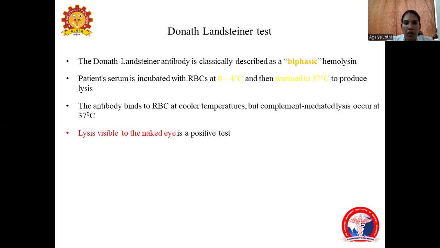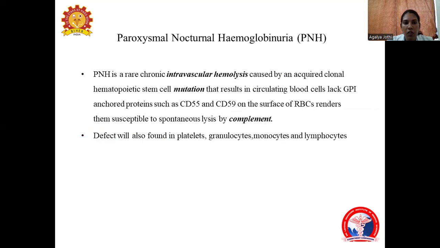The Donath-Landsteiner antibody is a biphasic hemolysin. Patient serum is incubated with RBCs at 0 to 5 degrees Celsius and then at 37 degrees Celsius to produce lysis. The antibody binds to RBCs at cool temperature. Complement-mediated lysis occurs at 37 degrees. Lysis visible to the naked eye is a positive test.